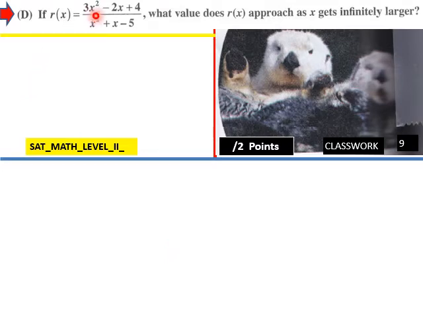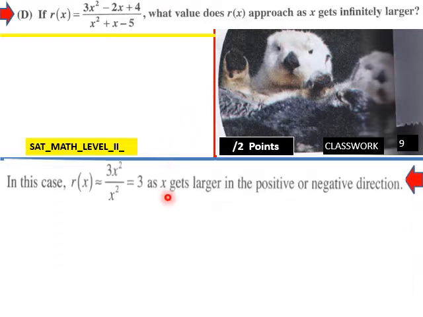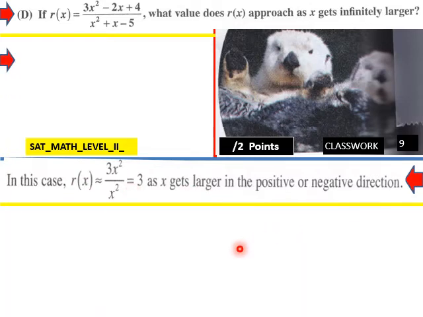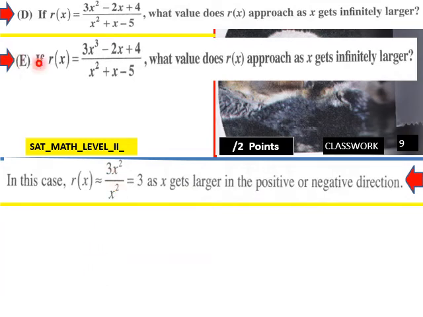D, if r of x equals 3x squared minus 2x plus 4 over x squared plus x minus 5, what value does r of x approach as x gets infinitely larger? So in this case, r of x equals 3x squared over x squared equals 3, as x gets larger in a positive or negative direction.